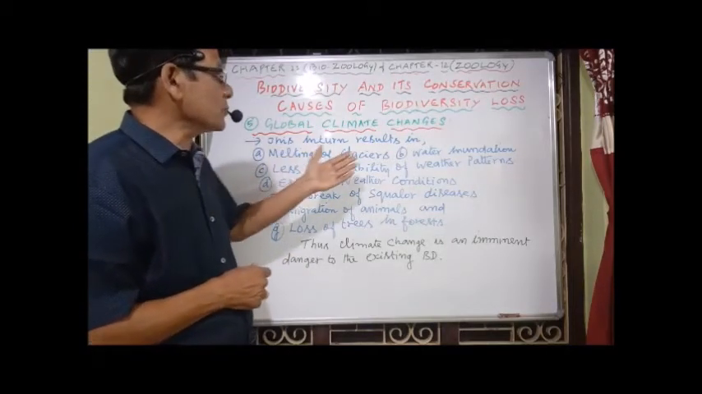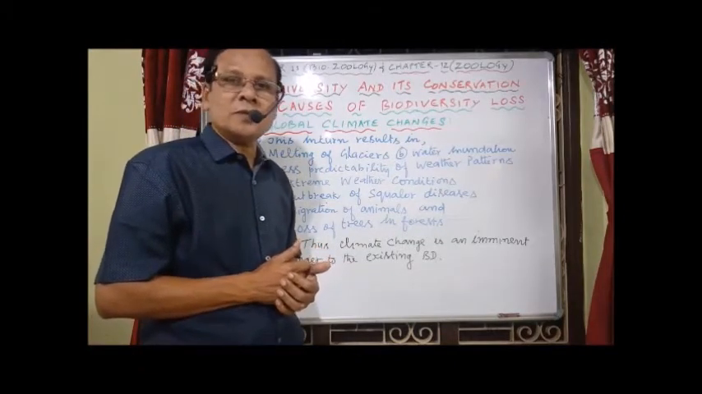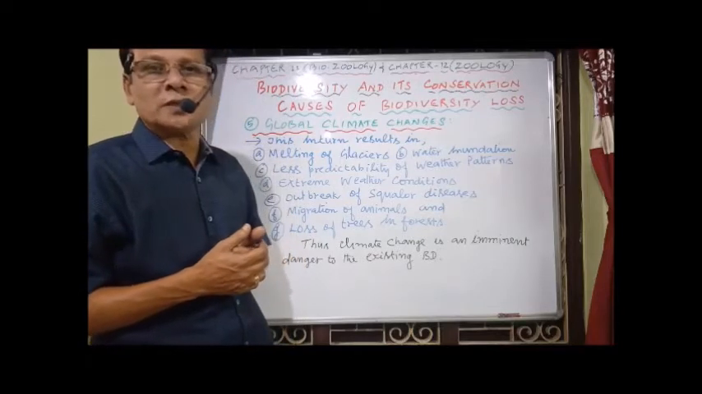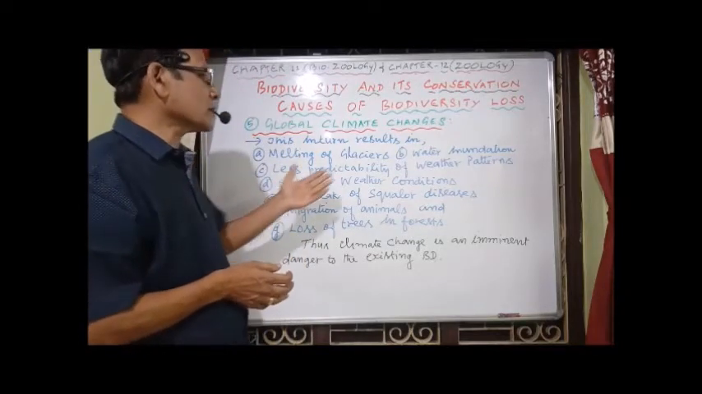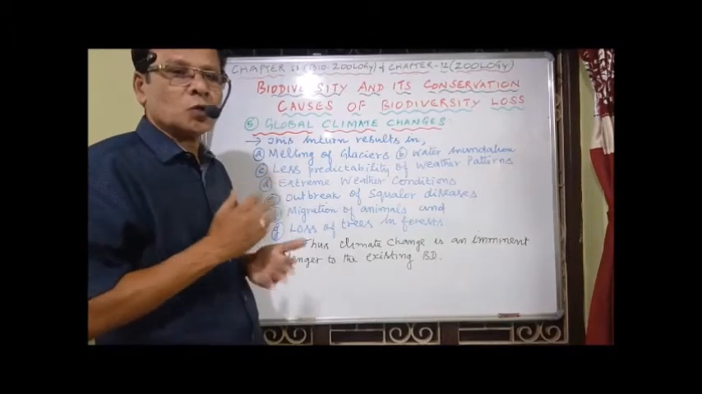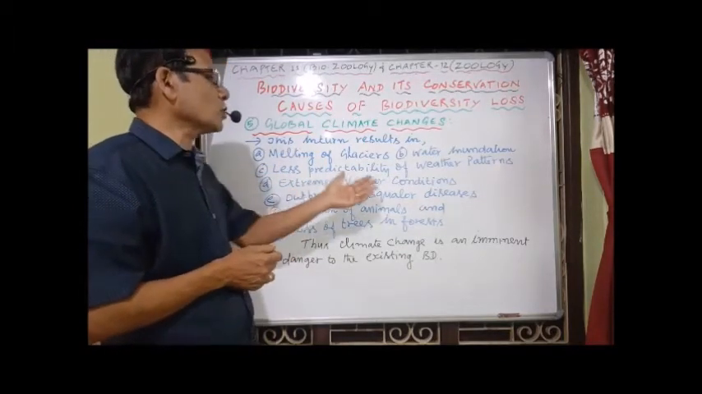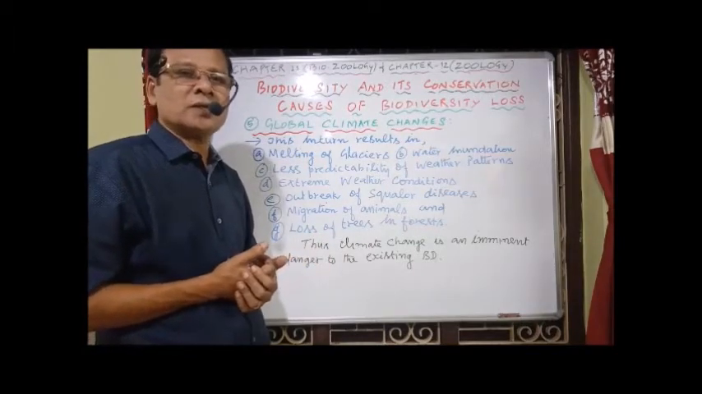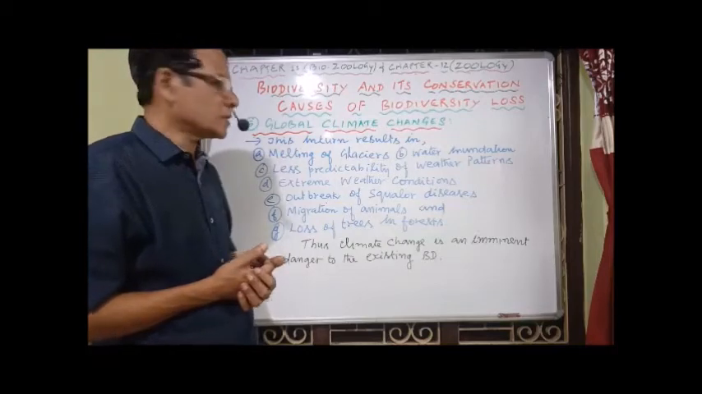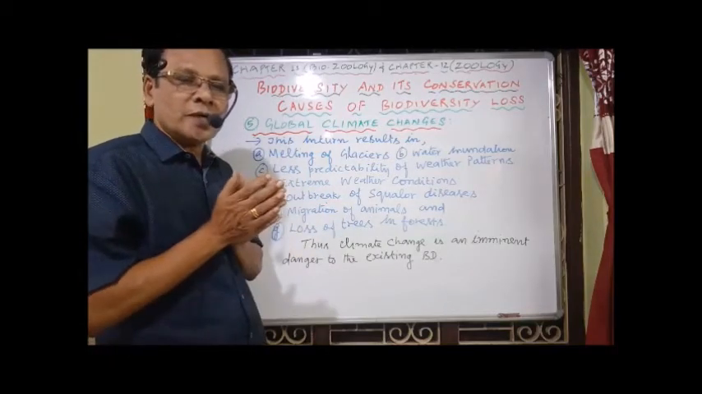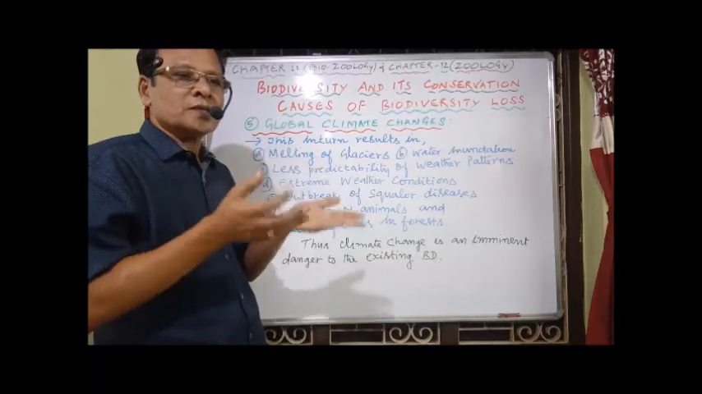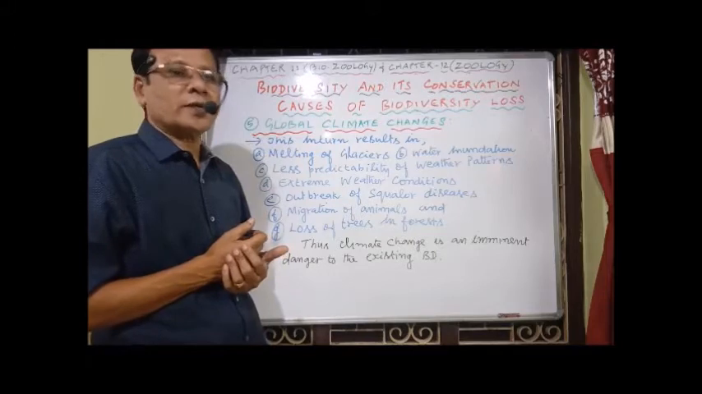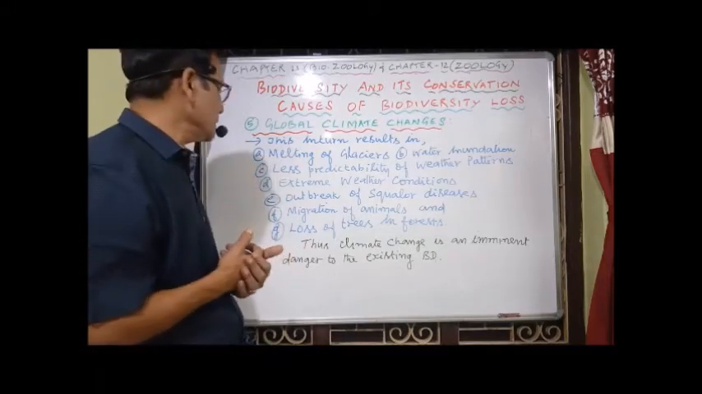Now, less predictability of weather patterns. Because of the climatic change, we cannot predict the weather patterns. Extreme weather conditions, either hot or cold. Outbreak of scarlet diseases. Scarlet disease means the filthy diseases like typhoid, cholera, even tuberculosis. These are called filthy diseases, which develop in slum areas where there is stagnation of water, etc., due to flood or other rainfall.